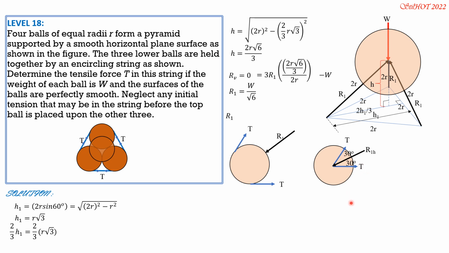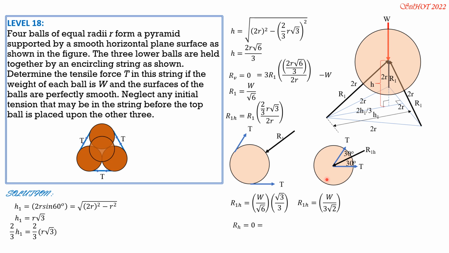So we set R1H. R1H is R1 times 2/3 of h1 over the distance 2r. Since R1 is W over square root of 6 and this is square root of 3 over 3, if we simplify, we cancel 2r. So R1H is W over 3 square root of 2.